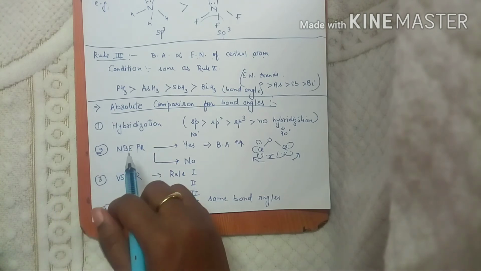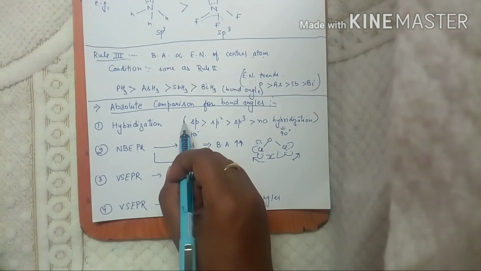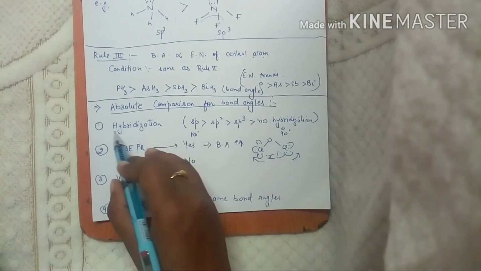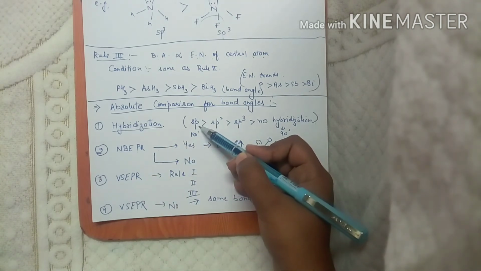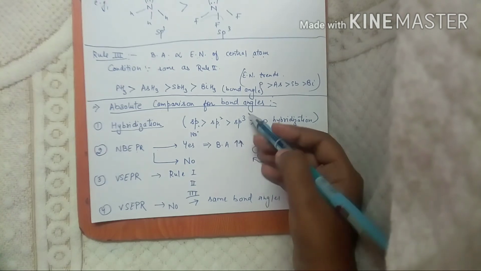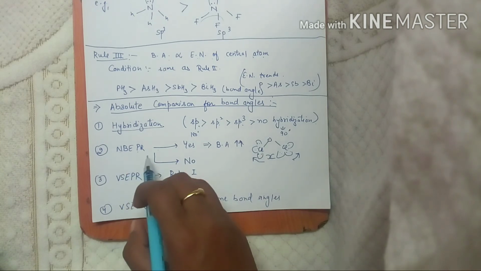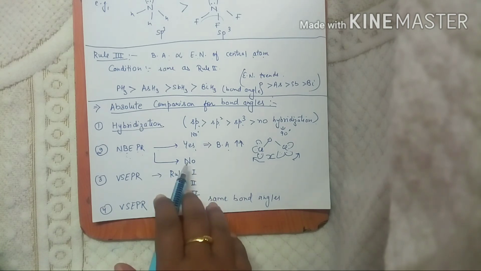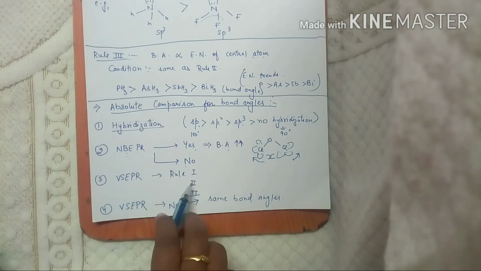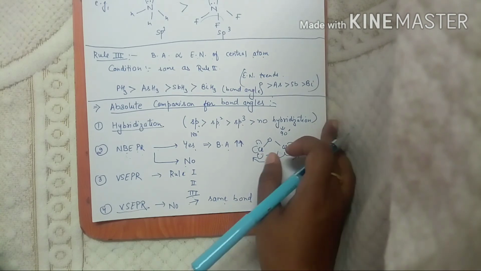So if some number of molecules are given to you and they are asking about the trend of bond angle in those molecules, first look for the hybridization. If it is sp hybridized, then it will have the most bond angle, followed by sp2, sp3, and then the case of Drago compounds, that is, no hybridization. Then look for NBEPR. If it is dominating, then the bond angle will be more. If it is not dominating, then go for VSEPR rule number 1, 2 and 3. If VSEPR is also not applicable, then the molecules have the same bond angle.